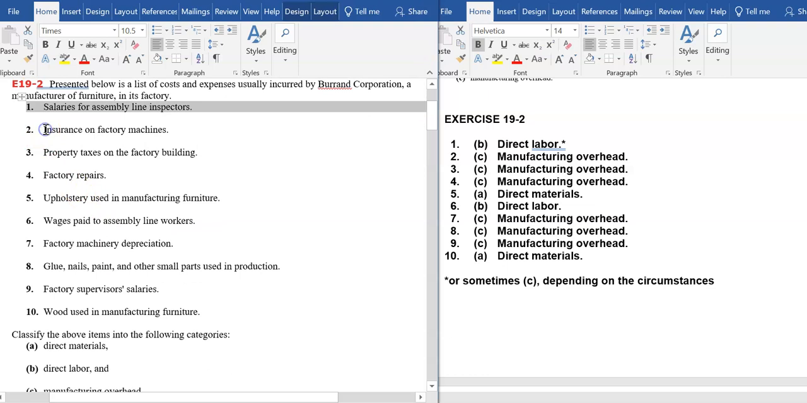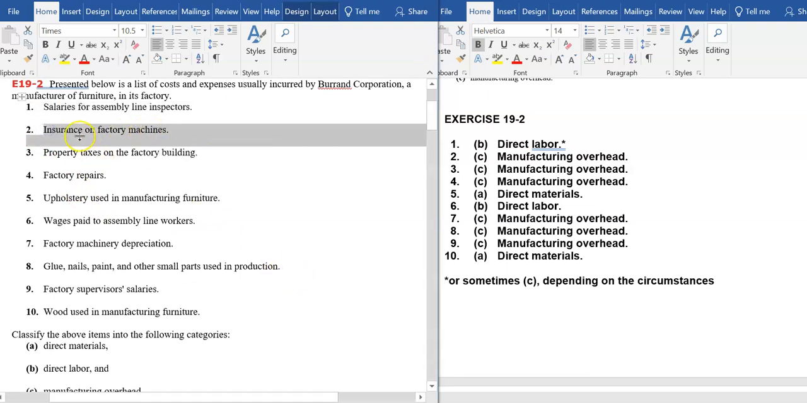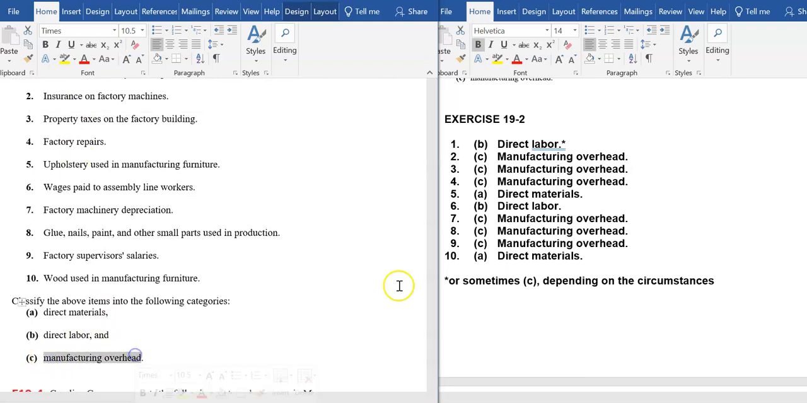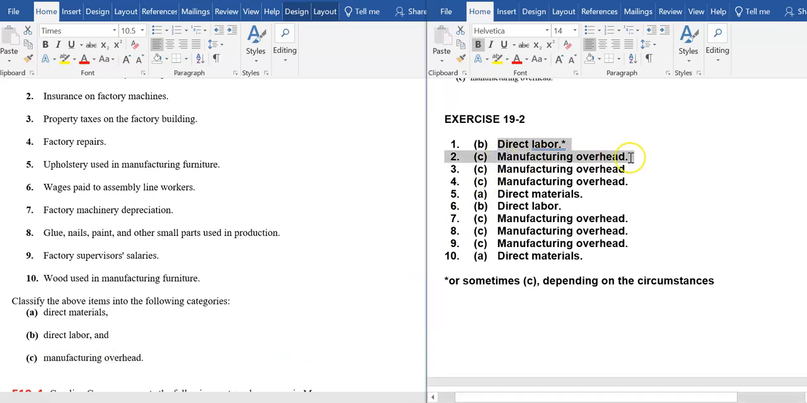The next one, insurance on factory machines. This is the cost incurred because they have machines used in their manufacturing process. This is not a direct material cost. It's not a material cost going directly into the inventory. It is not a direct labor cost. It has nothing to do with labor. So it must be an indirect cost of making the inventory. The insurance is on the factory, and the factory is where the inventory is made. So it is a cost of making the inventory. It is a product cost, but it is not direct, so it is classified as a manufacturing overhead cost.